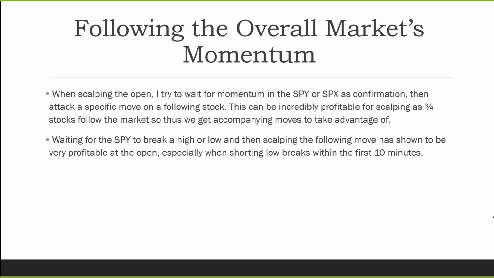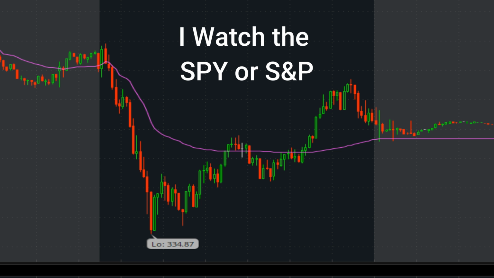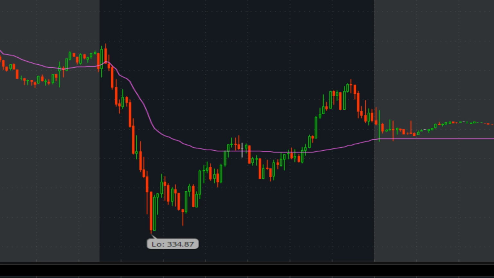Okay, so another big common theme that we're going to use for these different strategies is that we're going to be following the overall market's momentum. And this is an extremely profitable way to approach the open. A lot of the time I'm watching the SPY or the SPX, which is the overall market. It's the largest companies in the market. And then I'm basing these strategies off of that momentum at the open.